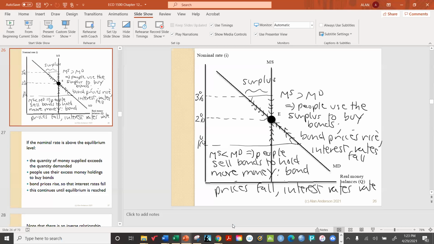Everybody's happy where they are. They're holding the amount of money they want to hold, and the amount of money that's available exactly matches what they want to hold. And so we'll find ourselves automatically gravitating back towards the equilibrium rate of interest.